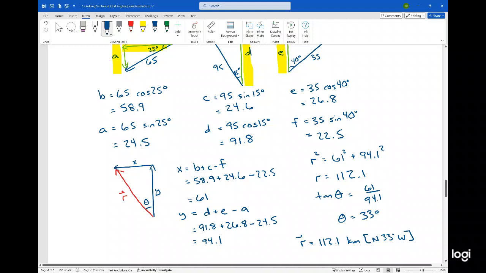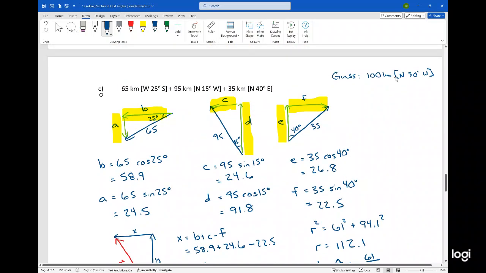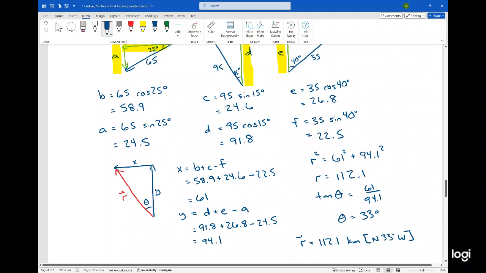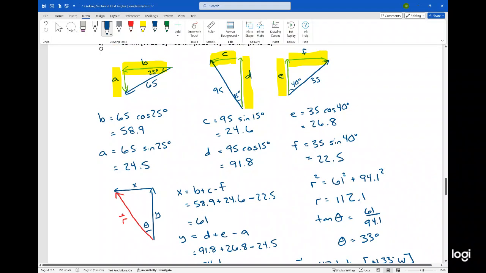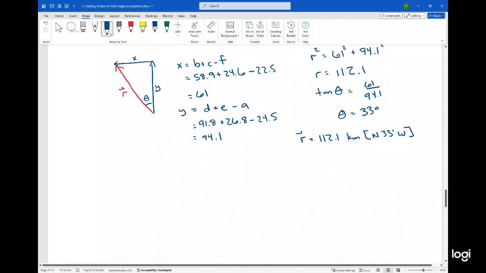Okay, so 112.1 north 33 west, and our guess was 100 north 30 degrees west. So when we drew it by hand and just kind of estimated, we got a decent guess out of it. But if you want to do the math, I think it's actually easier just to do it as three separate triangles instead of trying to do it as one giant diagram. But whatever method you like, I'd recommend trying at least one of each when you're doing the practice problems.